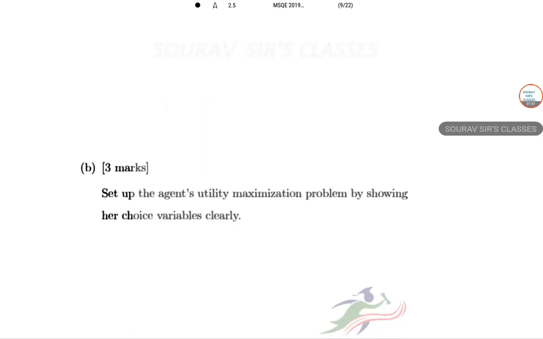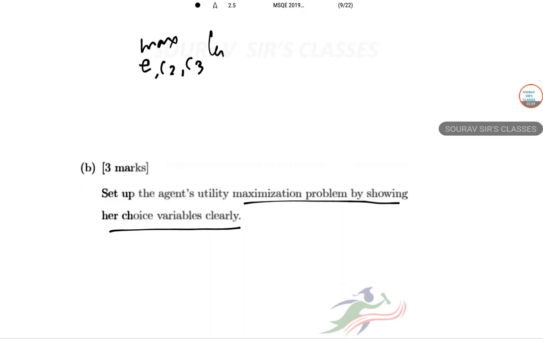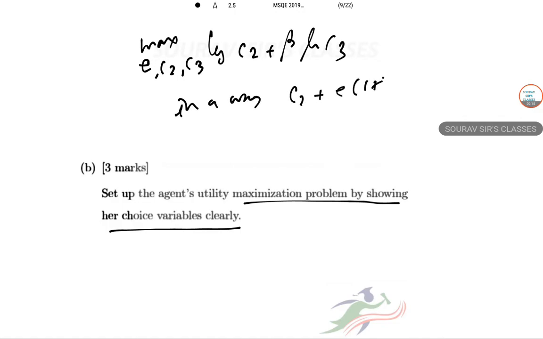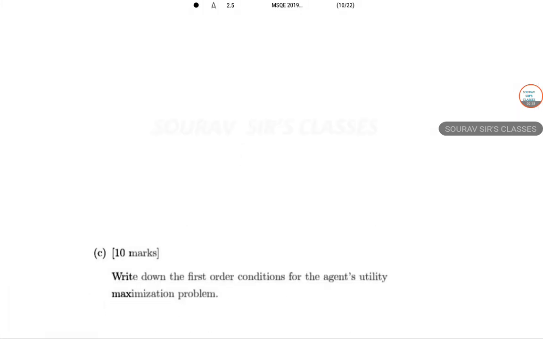Okay, B part is: set up the agent's utility maximization problem showing her choice variables clearly. So the utility maximization problem is max over E, C2, C3 of log C2 plus beta log C3, such that C2 plus E times (1 plus R) plus C3 by (1 plus R) is equal to W times H(E). Okay, so the second part is also done. Let's do the third part.